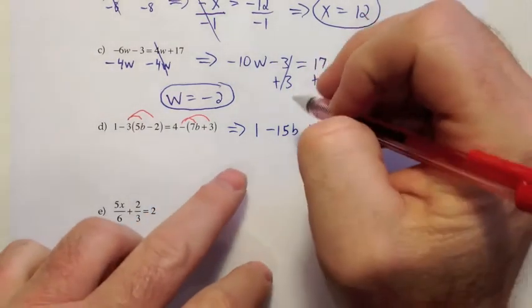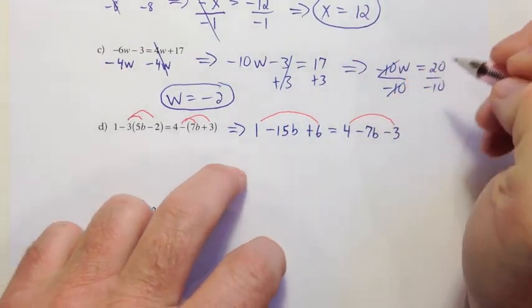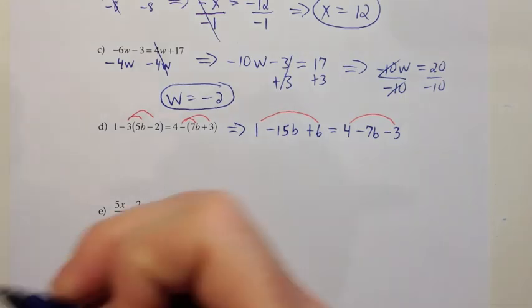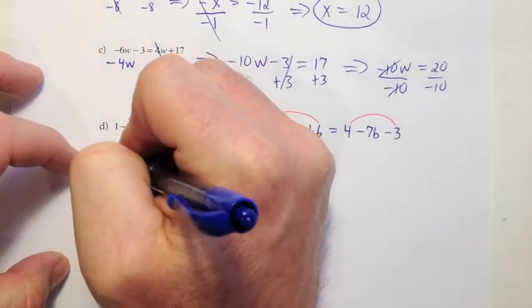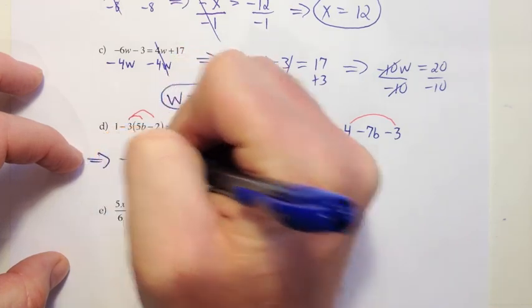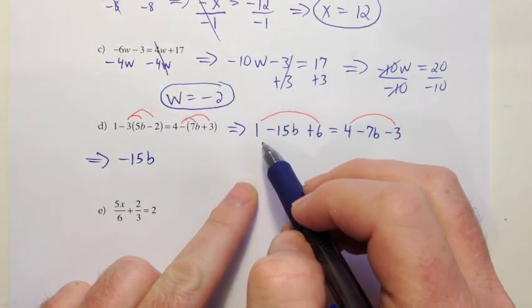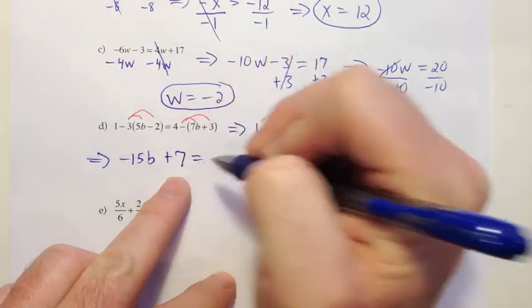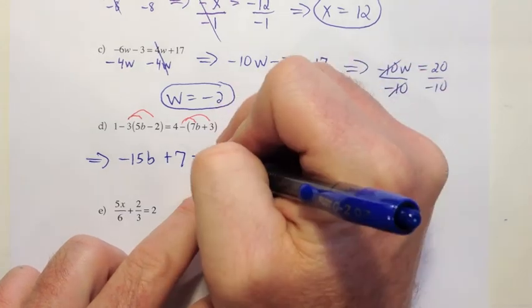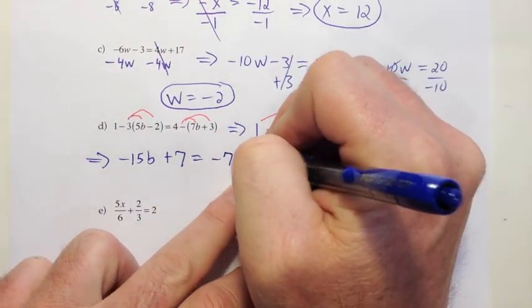After you've cleared the parentheses, you should look to combine like terms. So on the left hand side we have the 1 and the 6, so I'll combine those, and on the right we have the 4 and the negative 3 as our like terms. So simplifying that, let's see, I'll copy the negative 15b first. I like to have the variables first, constant second, kind of that mx plus b sort of look. And then 1 plus 6 would be plus 7, and equals on the other side the negative 7b, and then 4 minus 3 would be plus 1.